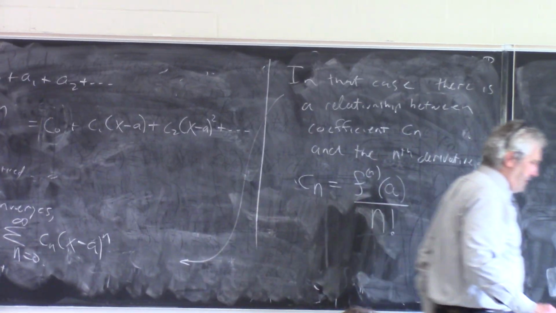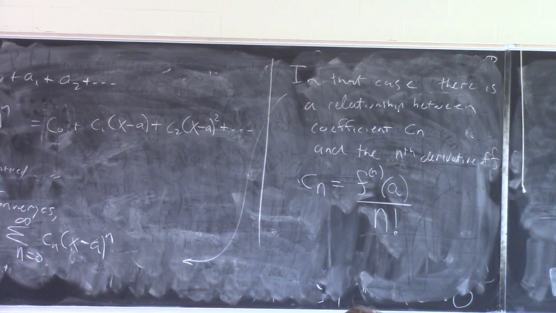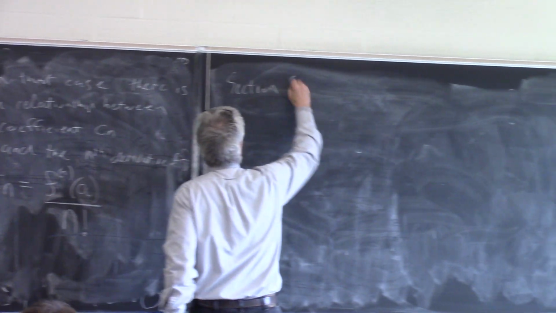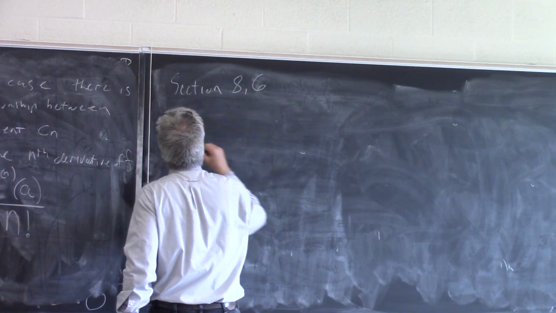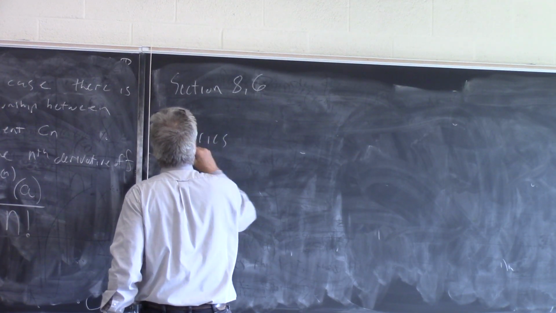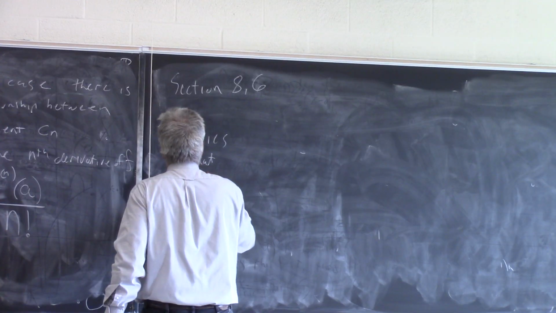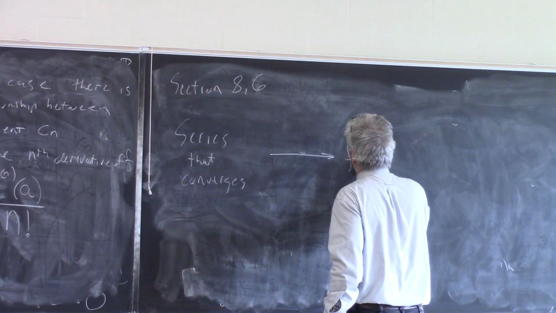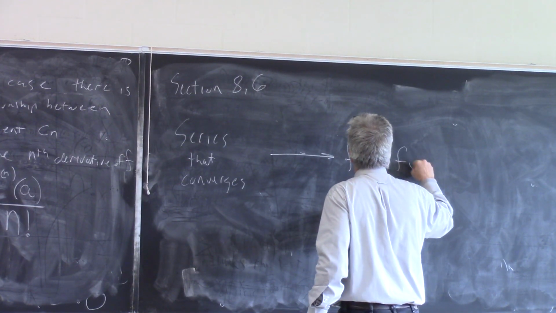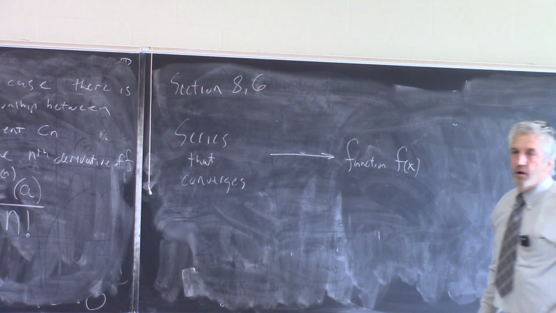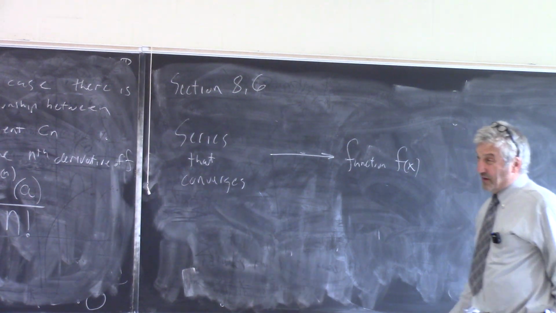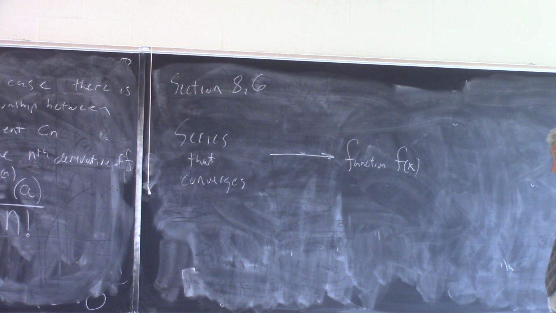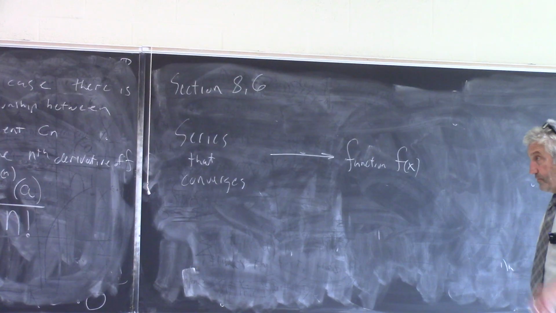So again, in section 8.6, we had a series that converges, and that gave rise to a function, f of x. So this is kind of subtle. In this part of the book, there's a lot of really hard math, and there's also a lot of really subtle stuff that's not hard computationally.